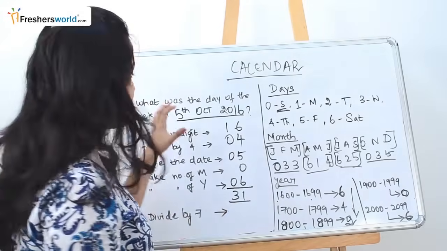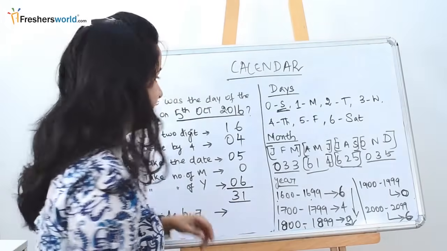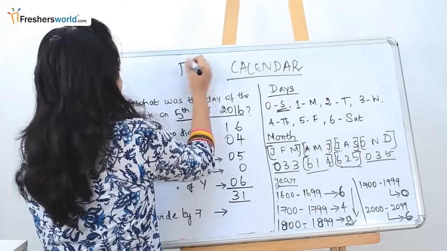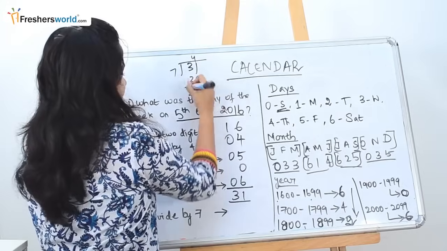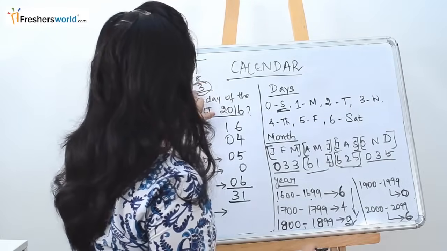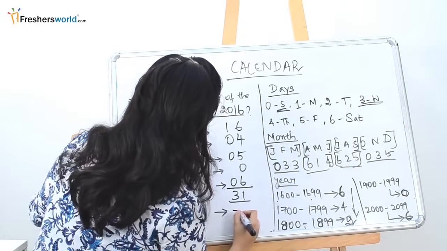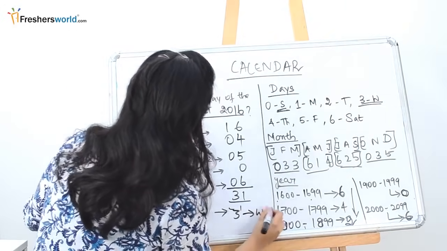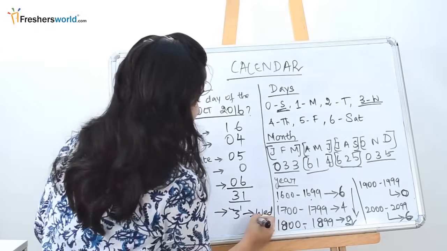They have asked for the day of the week, so we divide this 31 by 7. Let's divide 31 by 7. 7 4s are 28, and the remainder is 3. So we take the remainder here. Code number 3 falls under Wednesday. So the day of the week on 5th October 2016 is nothing but Wednesday.